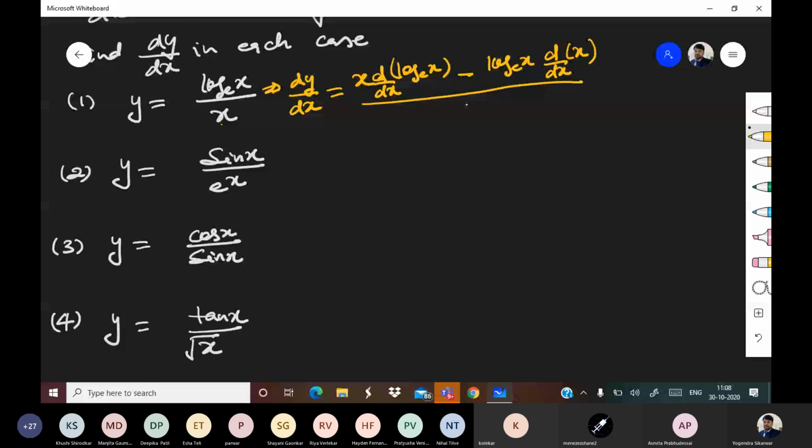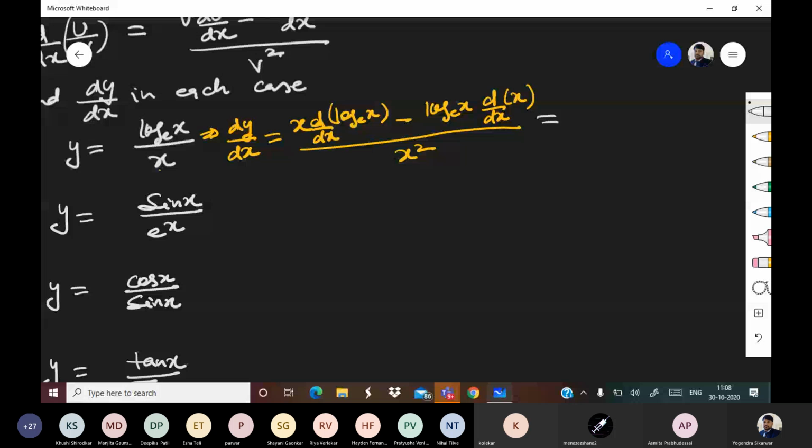So that will be x into differentiation of log x, which is 1 upon x, minus log x, upon x square, which can be further written as x by x becomes 1. So 1 minus log x upon x square. So that will be 1 minus log x upon x square. All right.